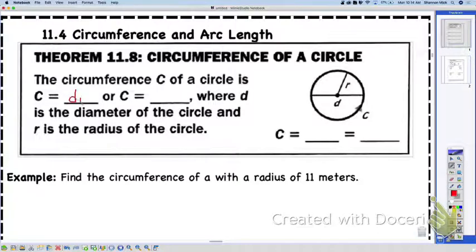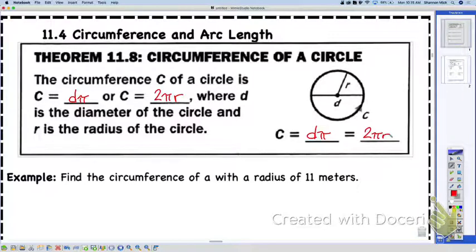It is D times pi, or it is 2 pi times R. And what does R stand for? Radius. Okay, why are these two things equivalent? Radius is half the diameter. Right, radius is half a diameter, so if I took 2 times the radius, I have the diameter, correct? Okay, so if they give me the radius, I'm using 2 pi r.